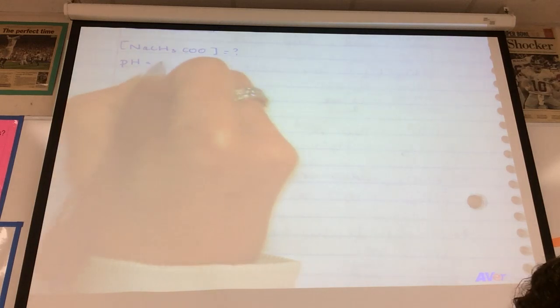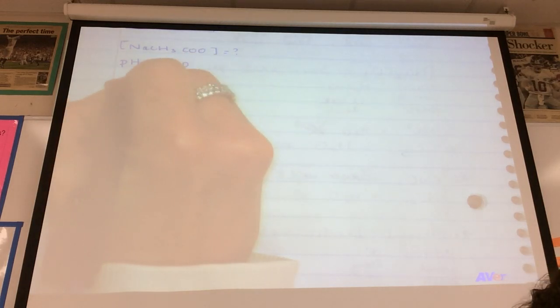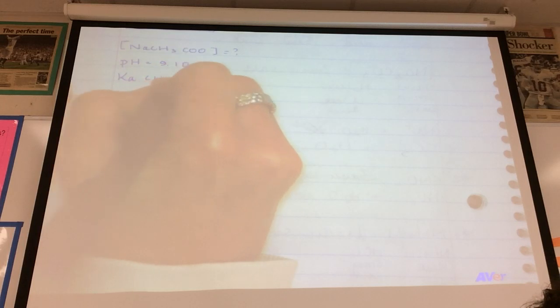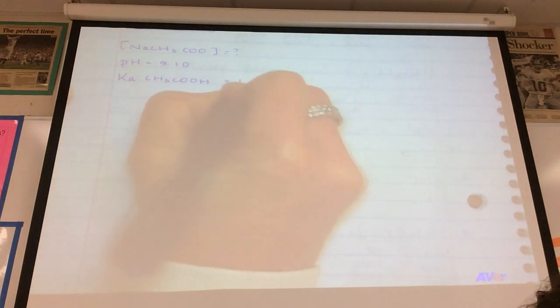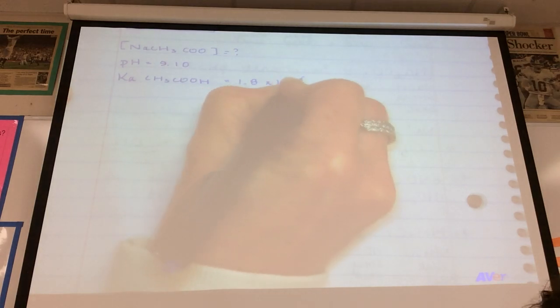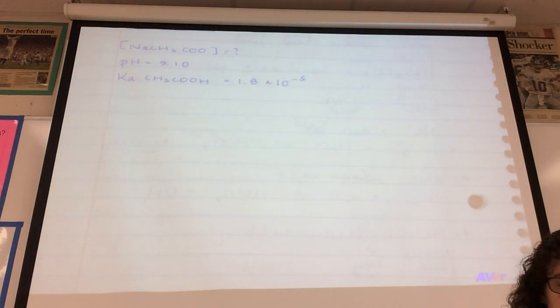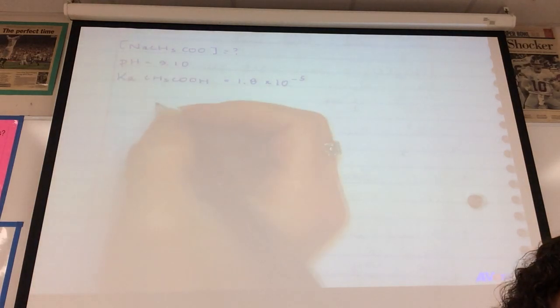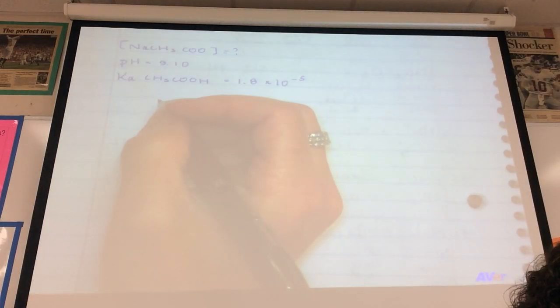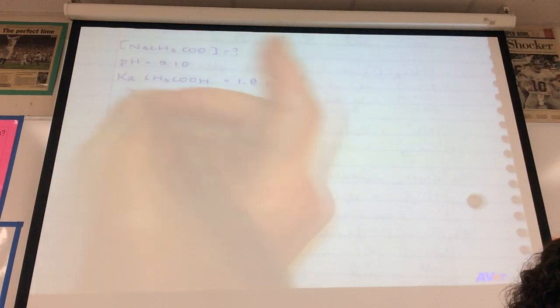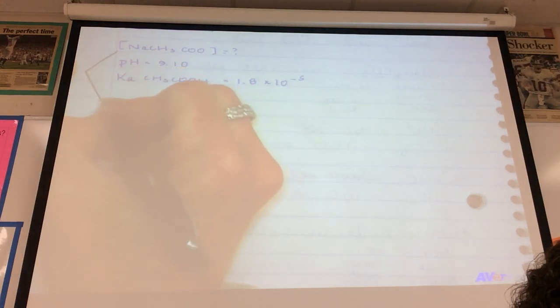We want to know the concentration of sodium acetate. The pH is 9.10, and the Ka for acetic acid is 1.8 times 10 to the negative 5. What are we going to do? We would only do 10 to the negative 9.1 to get the... Well, let's take it through. Let's work a little bit slower. What's your reaction?